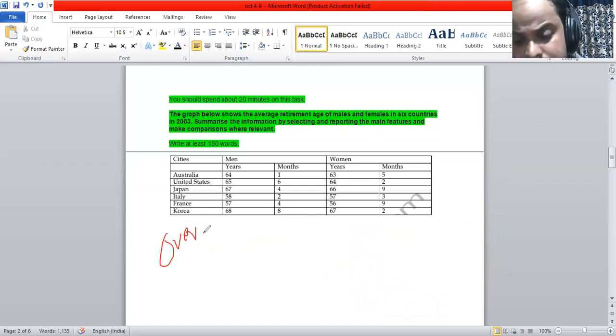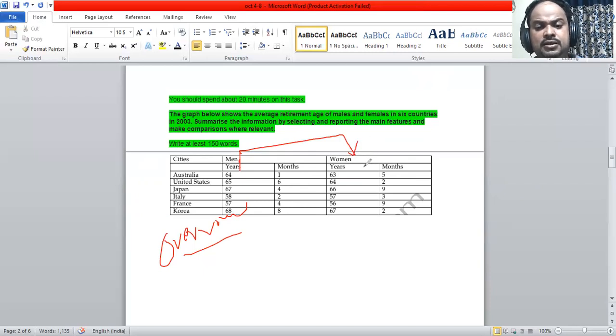What exactly is the overview? When we say the overview, you can say the overall picture of this particular table. When we look at the overall, you can see men have a higher retirement age than women. That's what we can observe. That is the overview, nothing else.